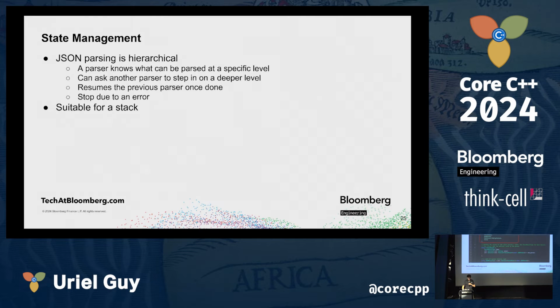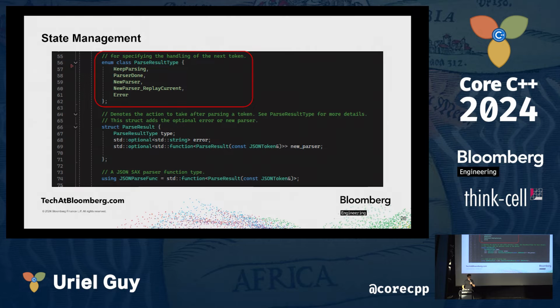So with that, we can start looking at what a parser looks like. Because whenever you deal with a parser, you have to say, okay, you got a token in, and what to do next. Well, the options that we have, as you can see here, you can either say, I want to deal with the next token. I'm done. I don't want any more tokens. Give them to someone else. Alternatively, I need someone else to take the next token. The replay current is an edge case that we will see later.